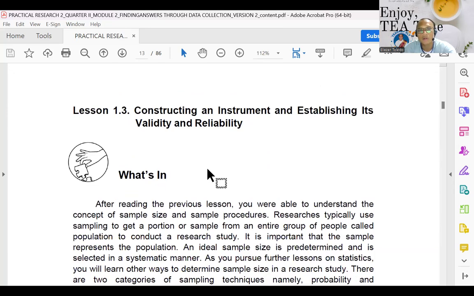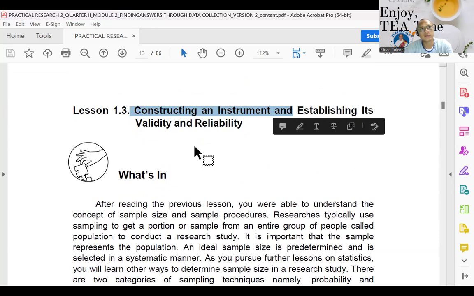Now, this time we will focus on constructing an instrument and establishing its validity and reliability. But unfortunately, there is no construction in here. So again, I might do another video on construction. For example, I can go with Likert scale: agree, disagree, strongly agree. A four-item Likert scale would be ideal on that one.